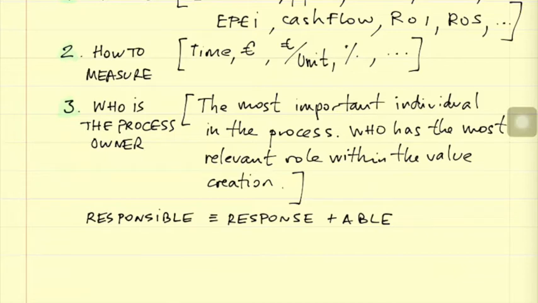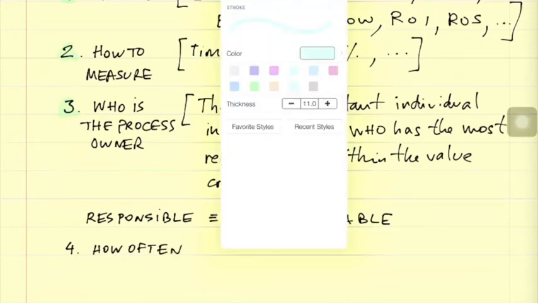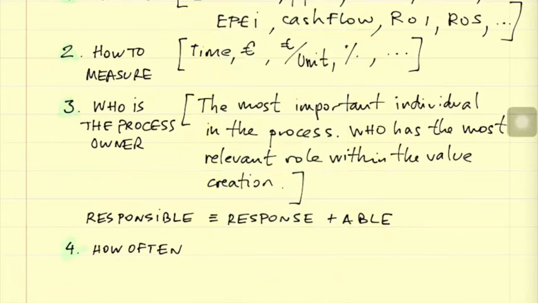Okay. The fourth thing we decide is how often we measure. And this is just a frequency, okay? If we measure daily or weekly or monthly or something, whatever.